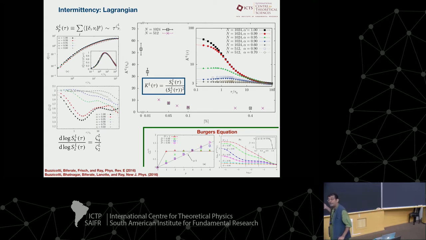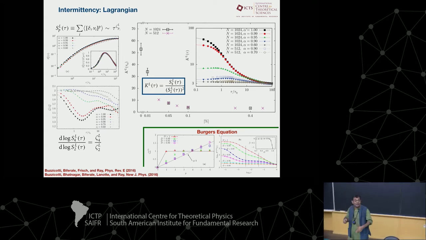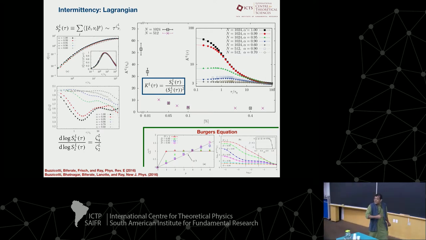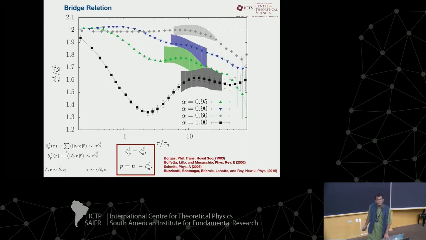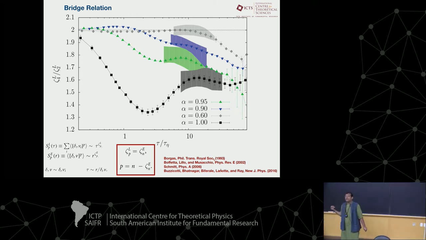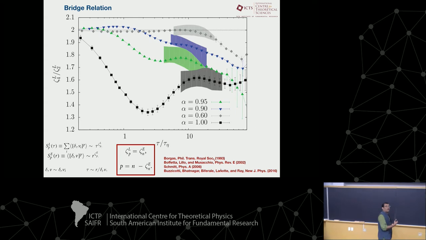Again, for a more mathematical description, we looked at it for the Burgers equation, which is theoretically easier to handle. And I think we have an explanation of why this happens. The good thing is that the bridge relations which connect Eulerian and Lagrangian fields seem to hold in this framework.